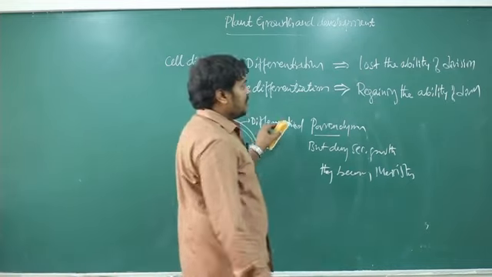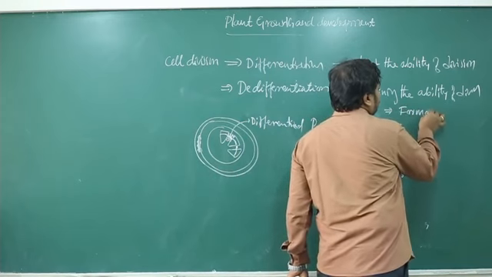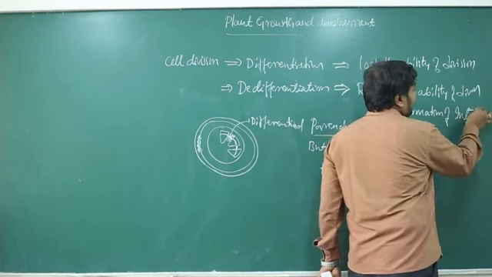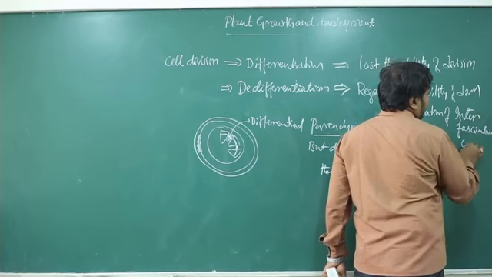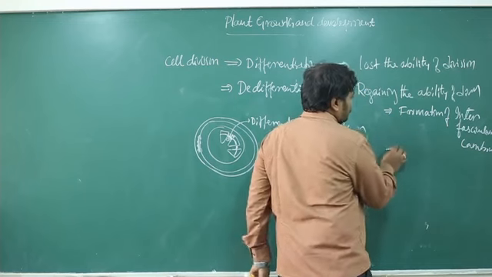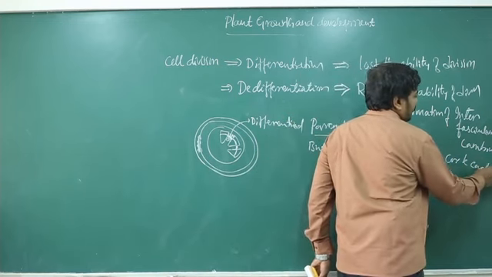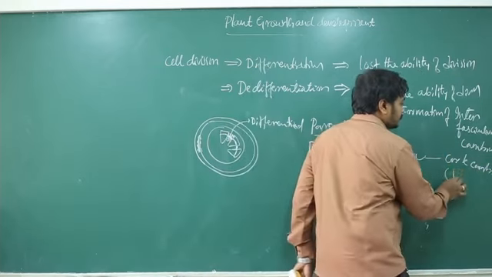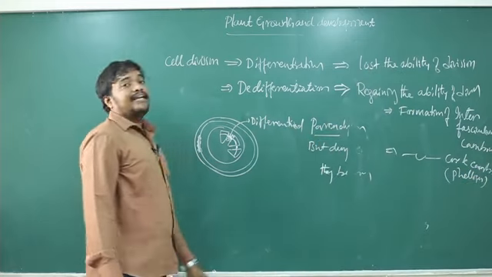So an example of de-differentiation is the formation of interfascicular cambium. Then one more example, formation of cork cambium. One more name for cork cambium is phellogen. So phellogen is an example of de-differentiation.